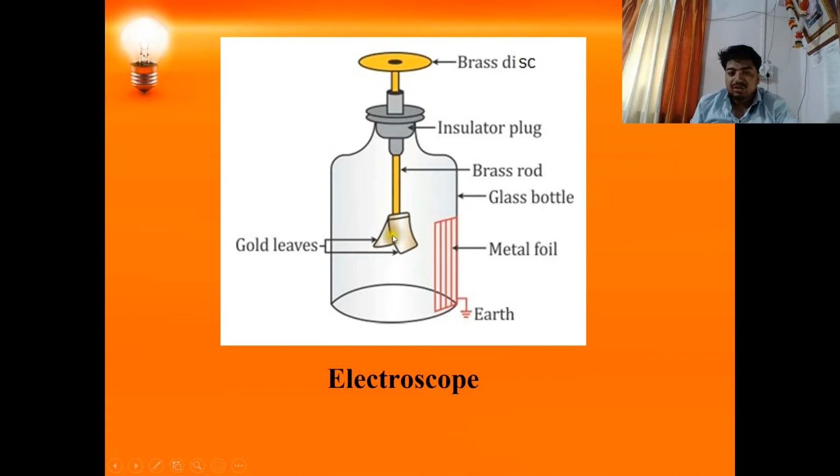So the negative charge on this leaf and the negative charge on this leaf repel each other. As we know, like charges repel each other, and the leaves fall apart. The angle between these leaves gives us the amount of net charge present here. We can't detect whether it is net positively charged or net negatively charged, but we can detect the amount of charge present on the body, which we keep here on the brass disc. So that's how an electroscope is used.